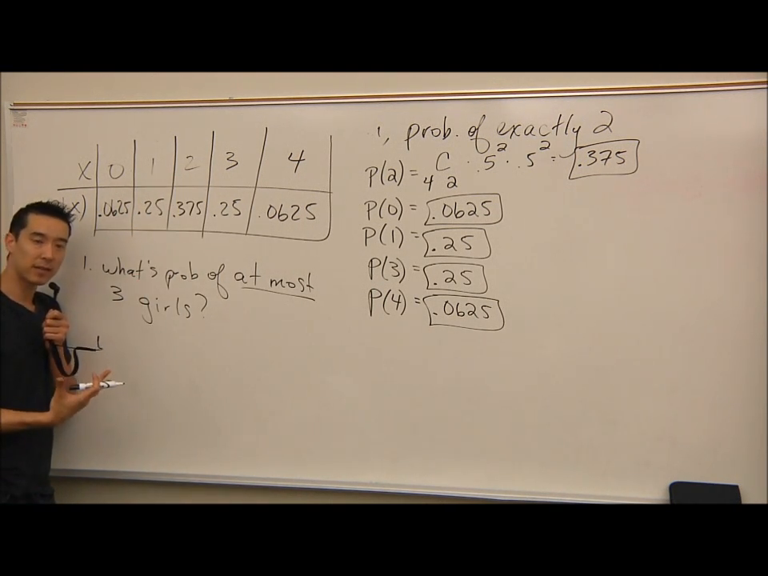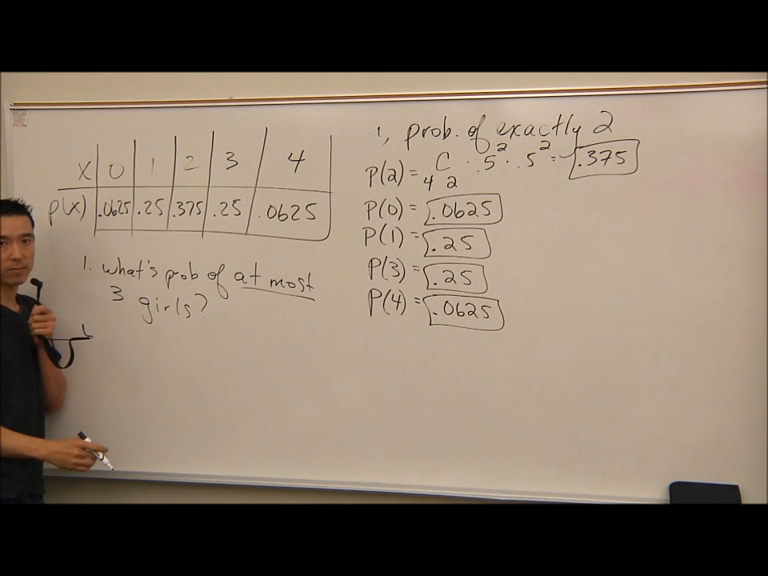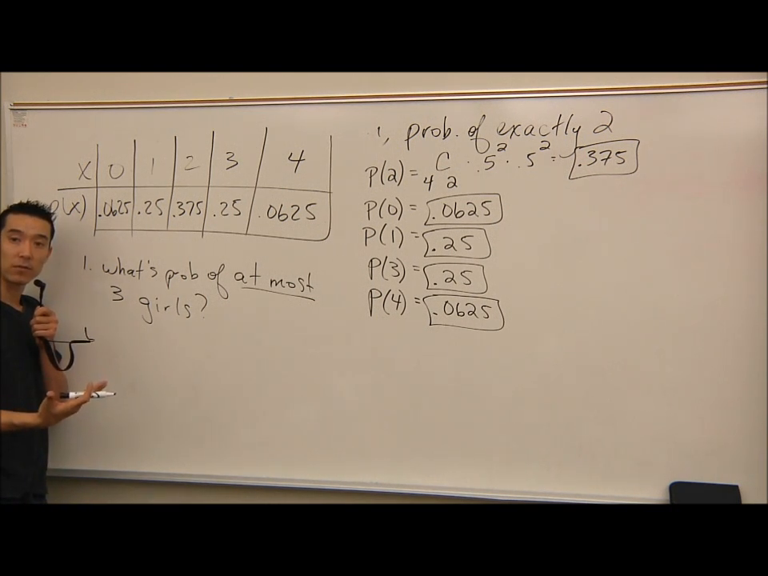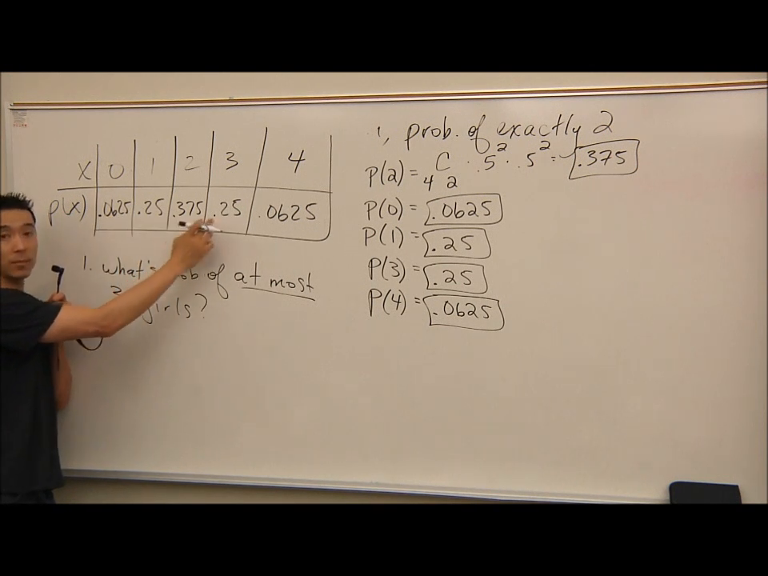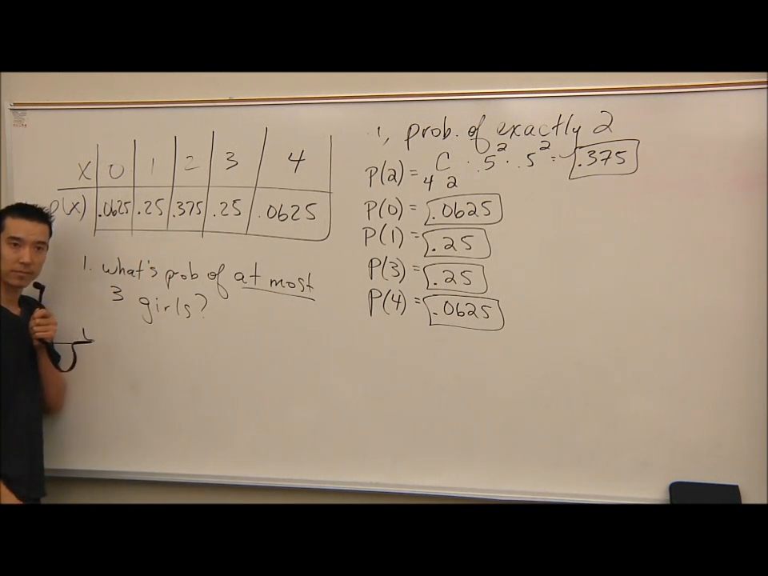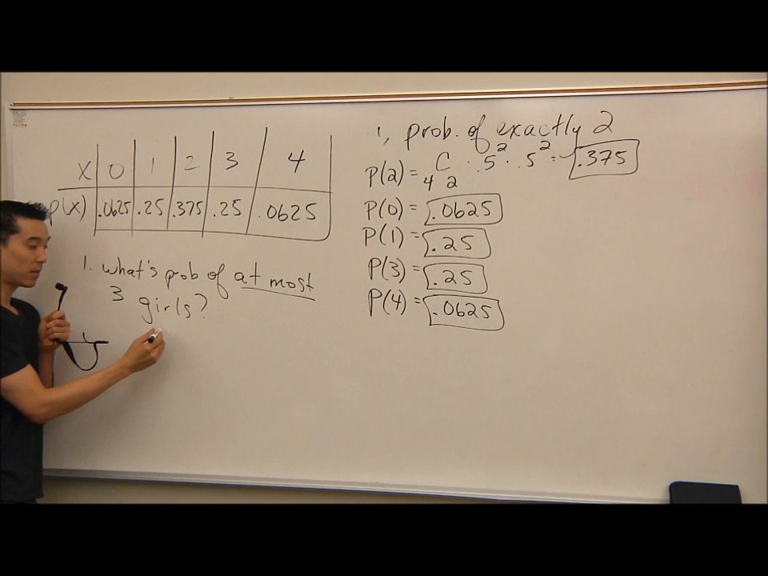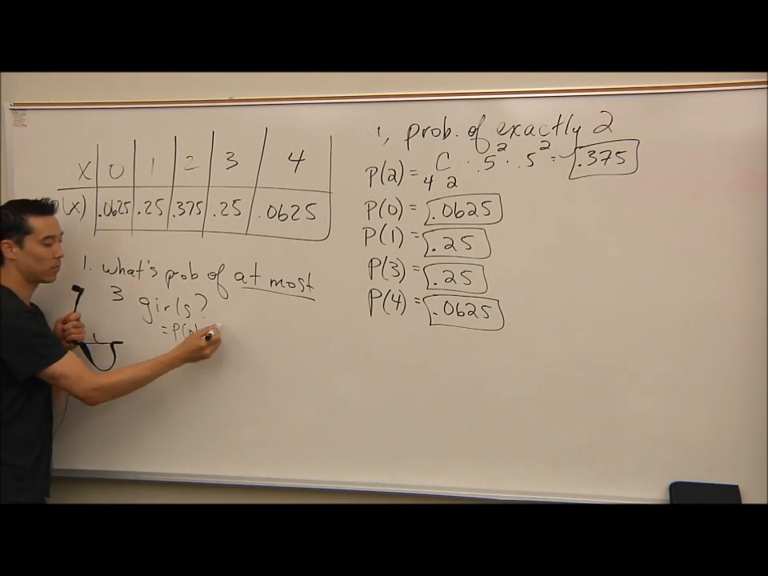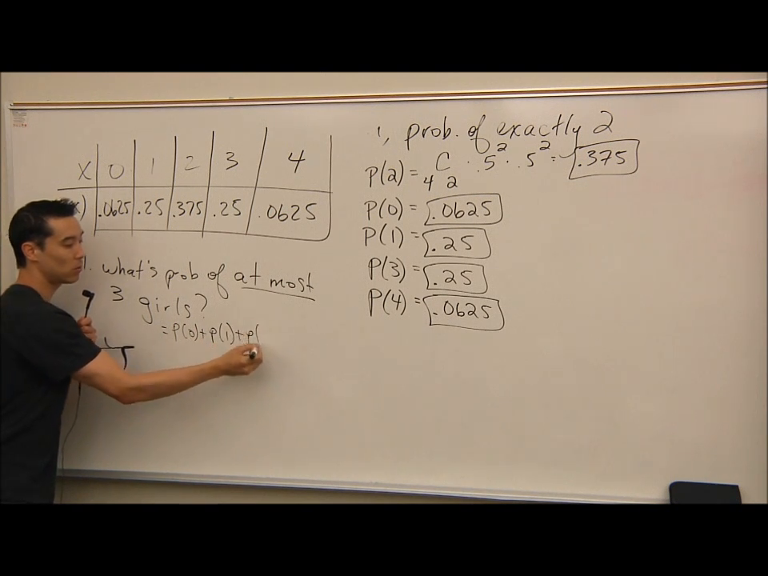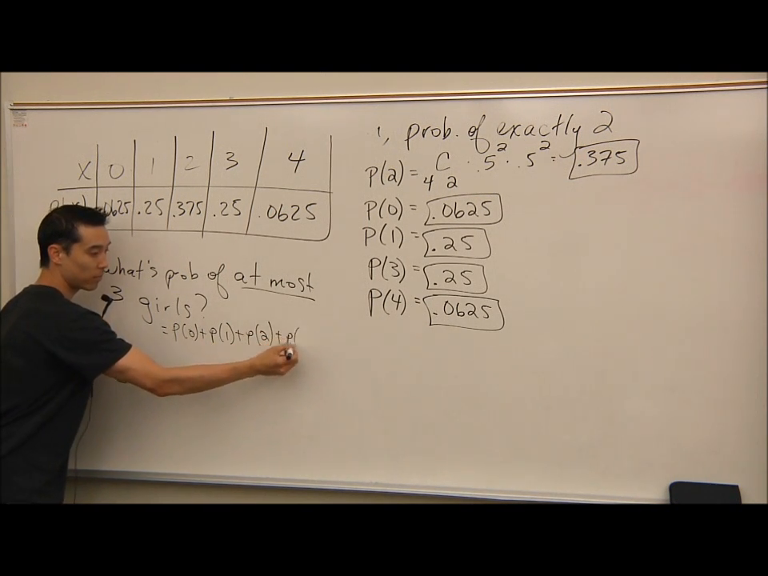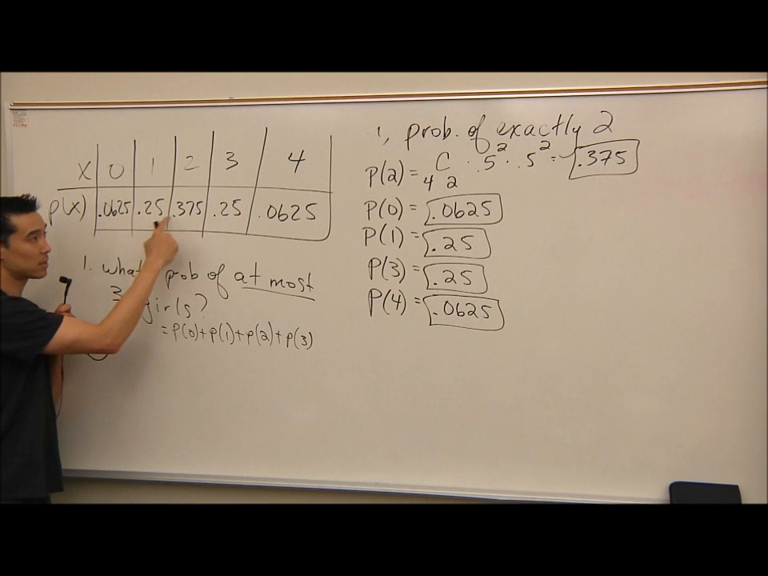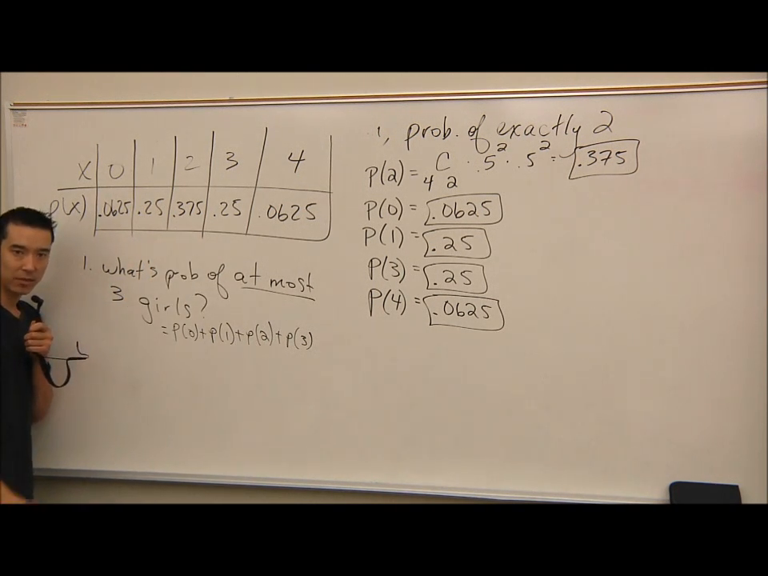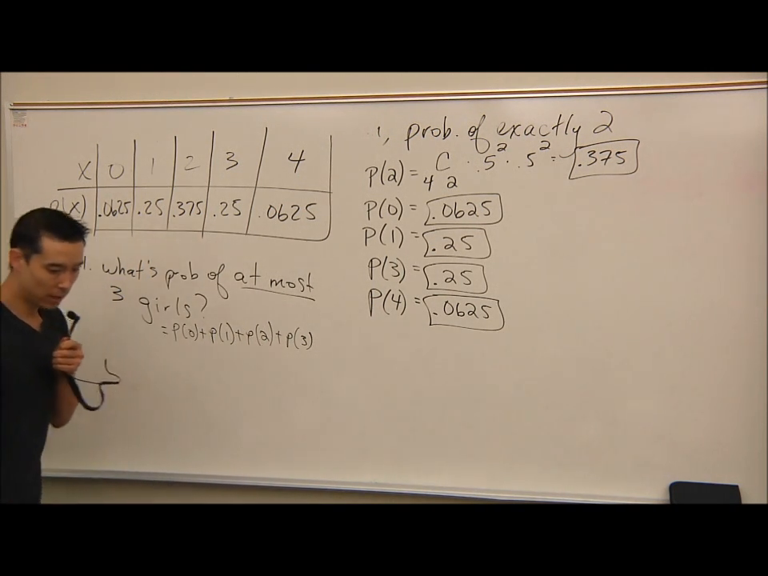So to get this answer, if I have the table sitting in front of me, you add up the things that you're looking for. If you could have 0 girls, 1 girl, 2 girls, or 3 girls, you're just going to add these up, and that will give you the answer to this problem. Does that make sense? So to solve this, you're going to do the probability of 0 girls, plus the probability of 1, plus the probability of 2, plus the probability of 3. So I would add this, this, this, and this, and that would give me the answer to this problem. Okay, so go ahead and do that.